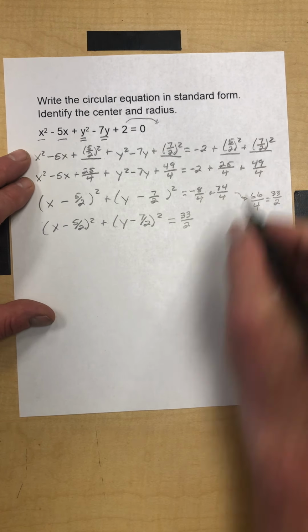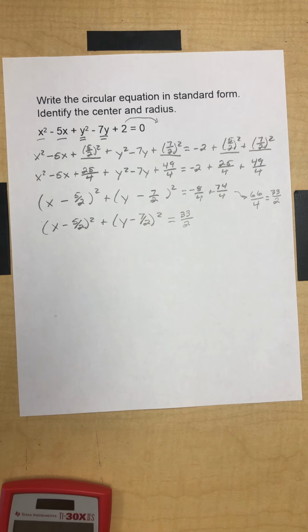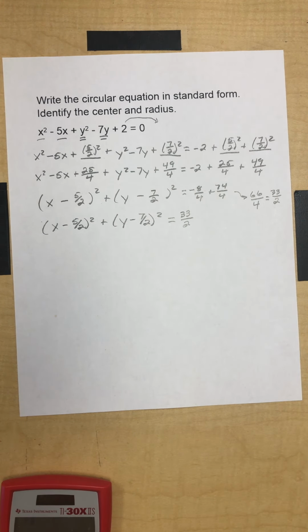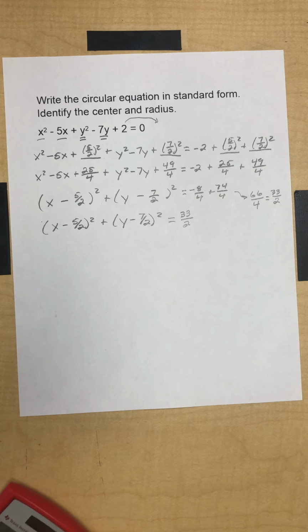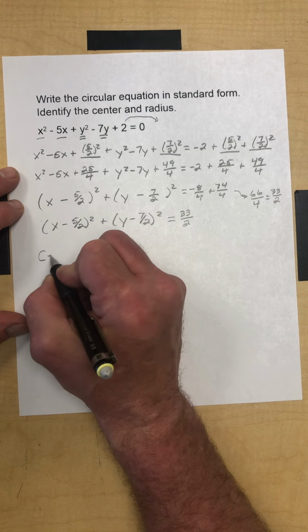Now, I'm going to check this with a calculator just to make sure. I'm pretty sure I'm in good shape, but I want to make sure I don't have any mistakes here. So -2 plus 25/4 plus 49/4, and I get, right, 33/2. Okay, so we're in good shape here. Okay, so we have our center.